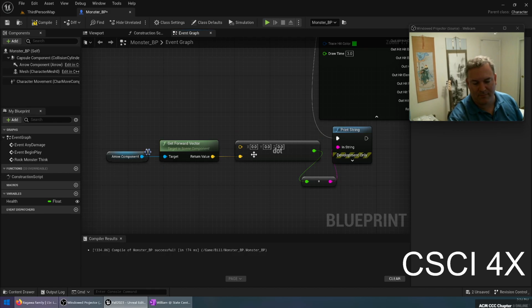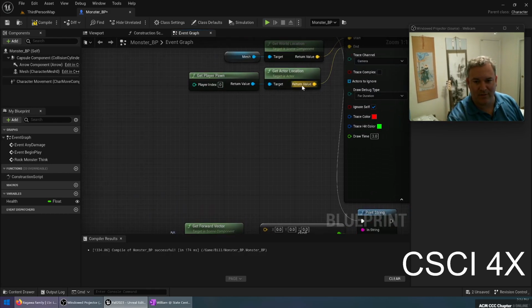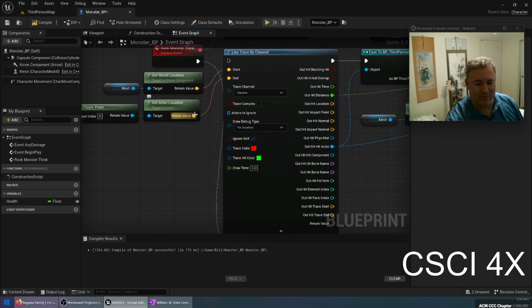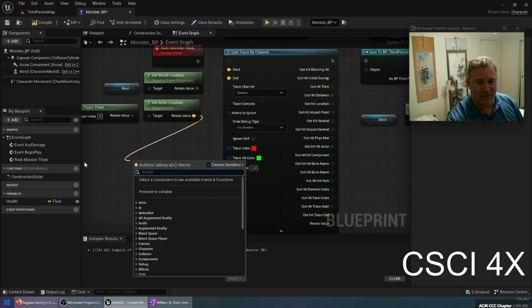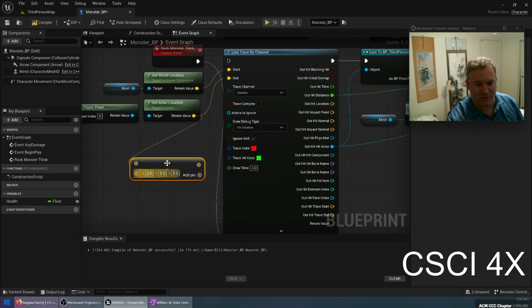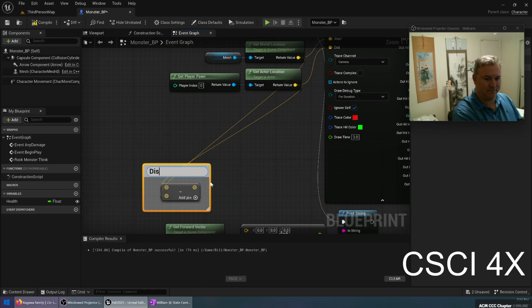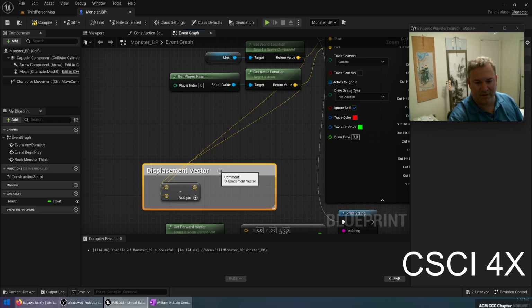And then we need to get the displacement vector, which is the player's location minus the monster's location, normalized. So we've got the player pawn over here. We got their actual location. Okay, great. We've got our world location. Look at that. It's already almost done for us. So to do a displacement vector, you take the actor's location and you subtract the monster's location. So this is what we call a displacement vector here. So we've got a displacement vector, and then we will normalize it.